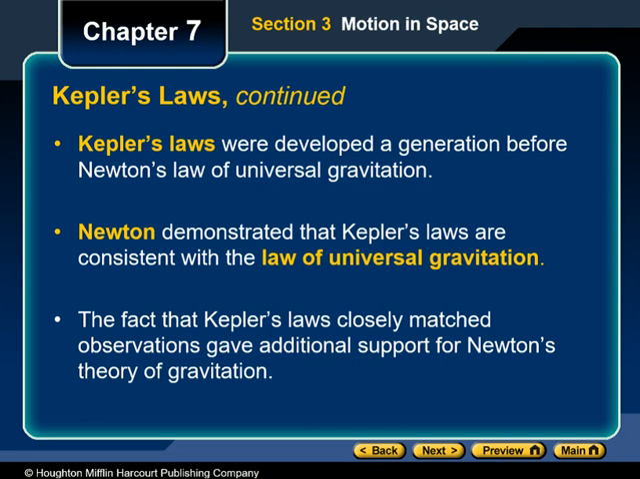Chapter 7, Section 3, Motion in Space. Kepler's Laws. People have studied the motions of the planets since ancient times. Until the middle of the 16th century, most people believed that Earth was at the center of the universe. Originally, it was believed that the Sun and the other planets orbited Earth in perfect circles. However, this model did not account for all of the observations of planetary motion.